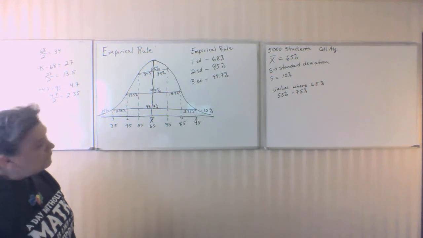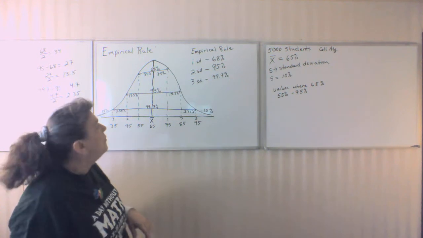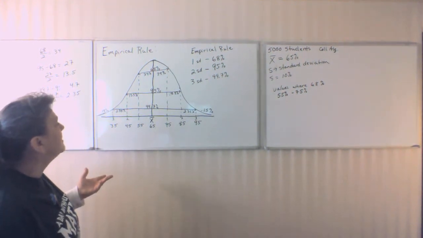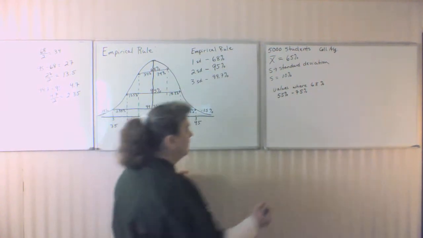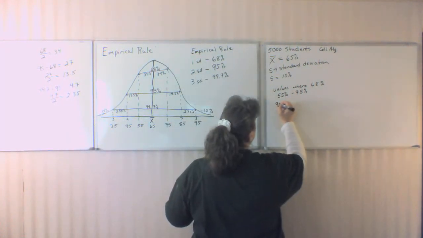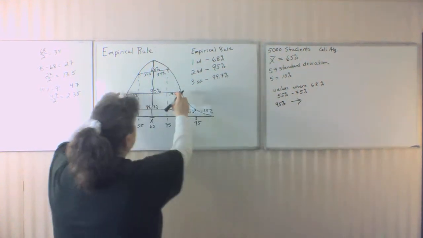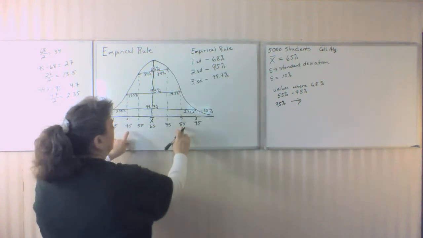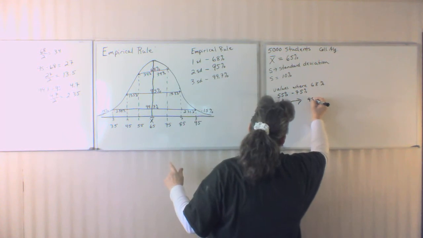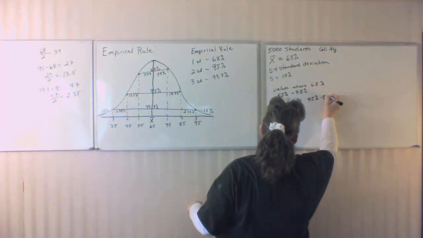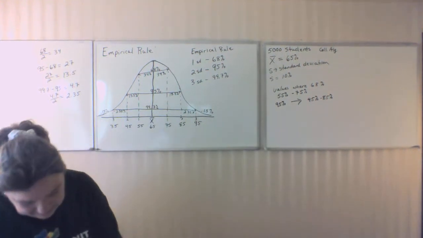Okay? Now, let's look at the next one. What would be the students that lie between 95%? So if we were looking at values at 95%, what would that be? Well, 95% is second standard deviation, which is 45% to 85%. Now let's look at something else with this.